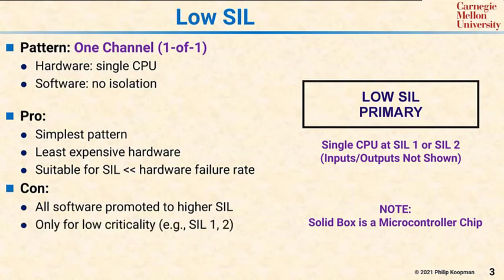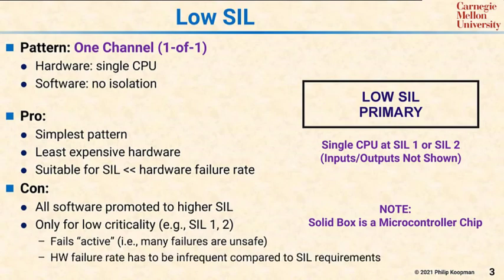And that's because of two things. First, this system fails active. And by failing active, what we mean is when a failure happens, all bets are off as to the system behavior, so it has to be presumed unsafe. And the other thing is, this pattern is only suitable for systems in which the hardware failure rate is much less often than the acceptable failure rate for the system as a whole.